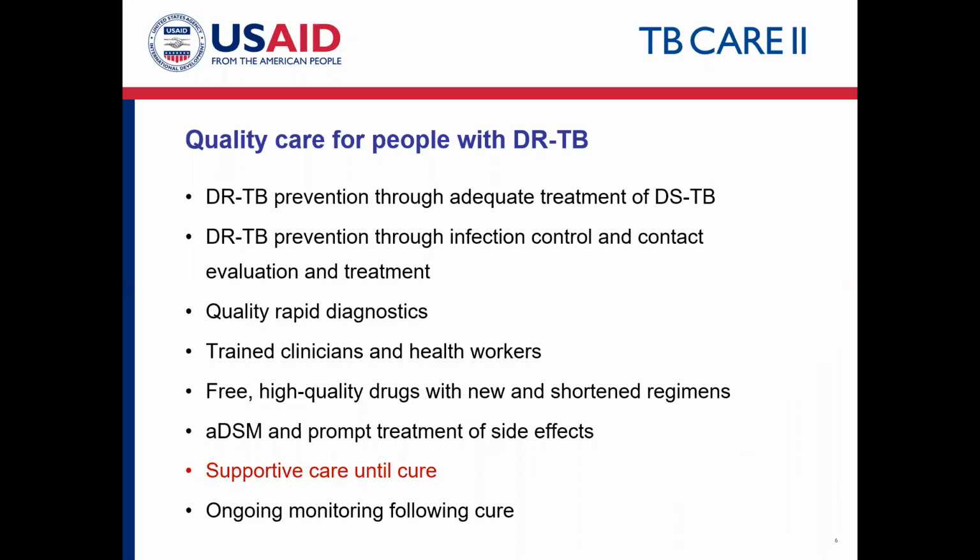So I just want to briefly say that when we're talking about comprehensive supportive care, this is only one element of how I would define quality care for people with drug-resistant TB, which starts from prevention, by making sure that people with drug-sensitive TB complete treatment, to infection control, contact investigation, implementing rapid diagnostics, having well-trained clinicians and health workers, drugs, monitoring for side effects, and ongoing monitoring following cure. So we're really concentrating on the supportive care element of an overall package of quality care.